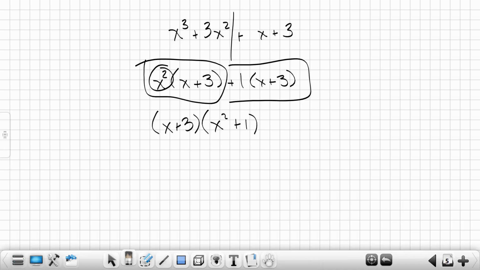No, because factoring is all division. There's no subtraction involved.